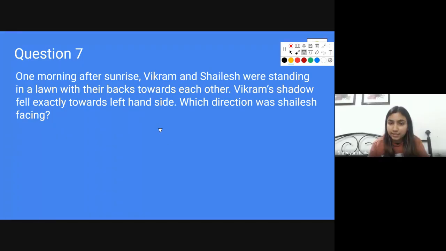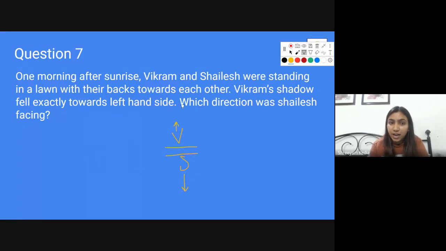Great, guys. So now we have Vikram. Let's pick this, and suppose this is his back. And then we have Shailesh here, standing like here. Both are standing in a lawn with their backs towards each other. So Vikram is facing this side and Shailesh is facing this side. This is just after sunrise, so the shadow will be towards the west.